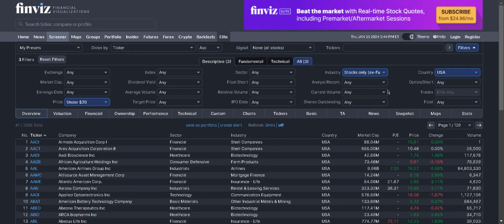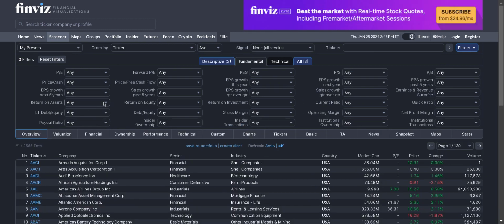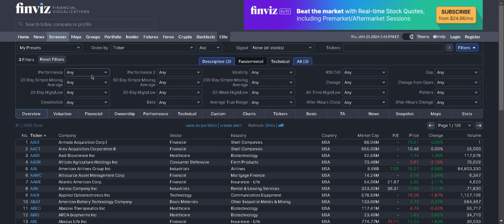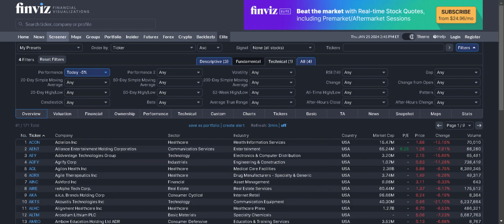Country only USA. It is what it is. You can just leave it like that, but I always want to trade or search for stocks like this. Country always needs to be USA. Next thing, I want to search for performance. I don't care that much about performance, but obviously, for example, the performance for the day could be a little bit down. Today should be down maybe 5% or so.